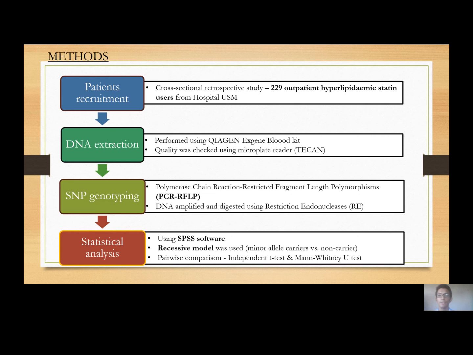For SNP genotyping, a method called PCR-RFLP was performed, in which the DNA extracted was amplified and then digested using restriction endonucleases. And finally, statistical analysis was performed using SPSS software, in which recessive model analysis was used to group the patients according to minor allele carriers and non-carrier group. And pairwise comparison between these two groups was performed using the Mann-Whitney test and independent t-test.